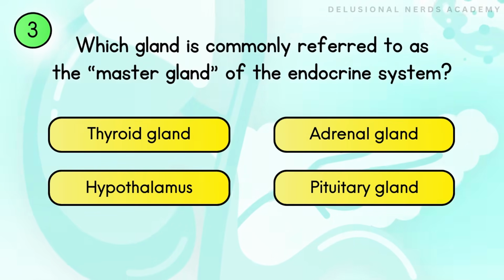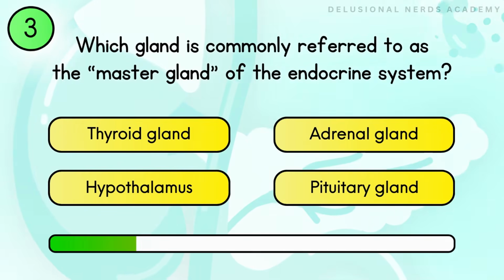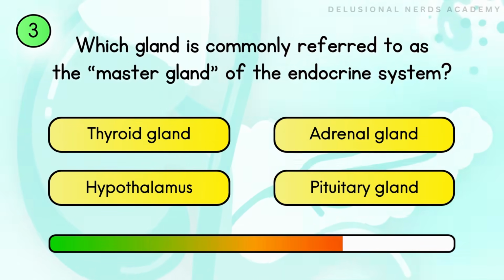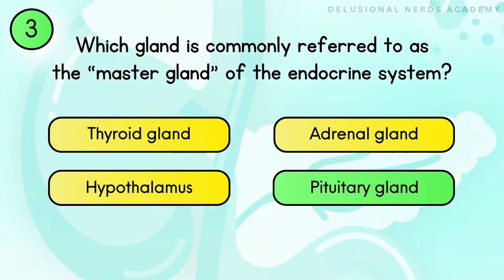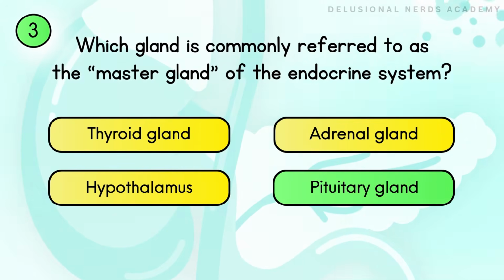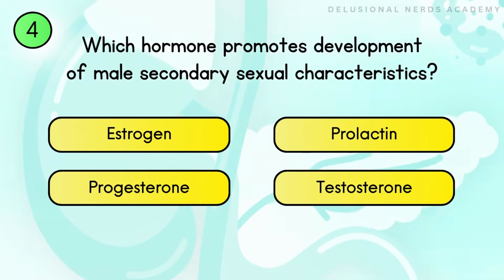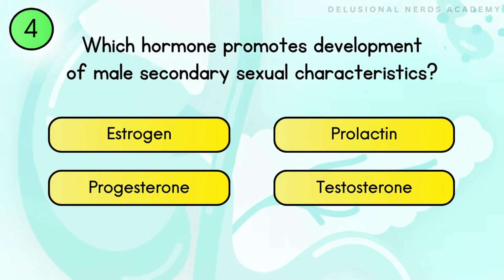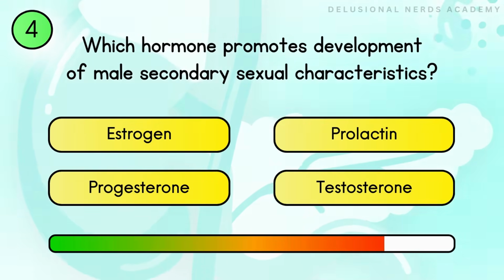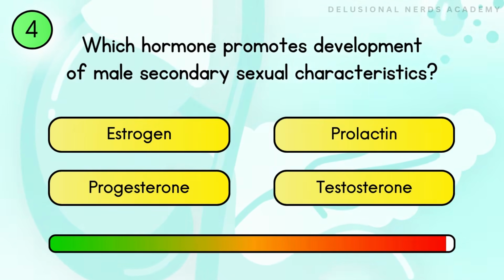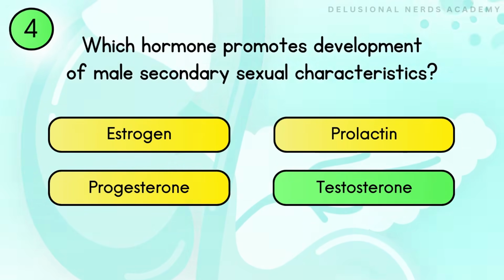Which gland is commonly referred to as the master gland of the endocrine system? The pituitary is known as the master gland. Which hormone promotes development of male secondary sexual characteristics? Testosterone causes features like deep voice and facial hair.